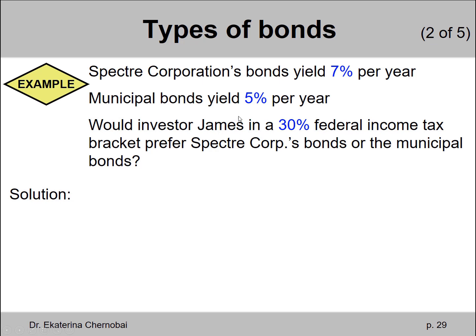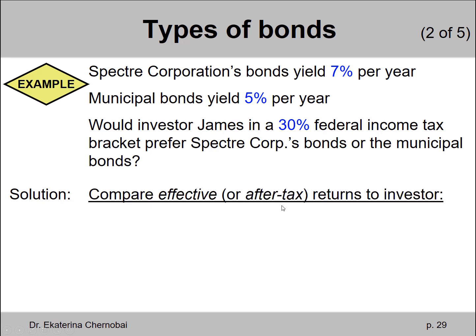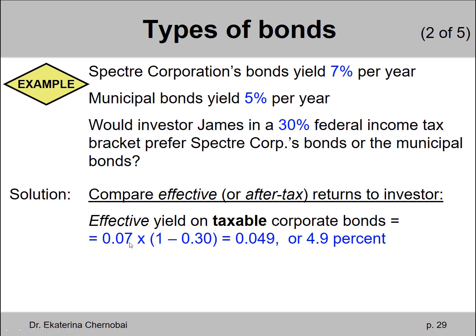So at first glance, it looks like his return would be higher if he buys the Spectre Corporation's bonds, right? So we are talking about 7% being above 5%. But wait a second, remember, corporate bonds are taxed. So it could be that after taxes, the return on these corporate bonds is below 5%. So let's check that. We need to compare the after-tax or the effective returns to this investor. Corporate bonds are taxed, and so after taxes, the return will be only 4.9%, which is calculated by taking the before-tax return, 7%, which is given, and multiplying by 1 minus 0.3, the 30% tax rate.